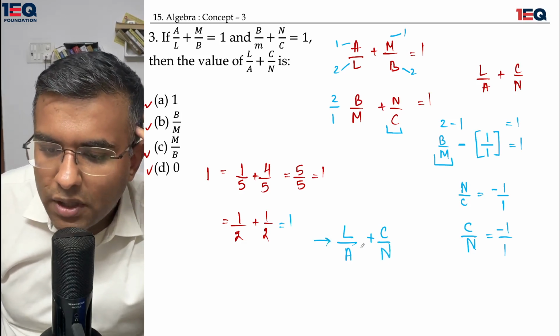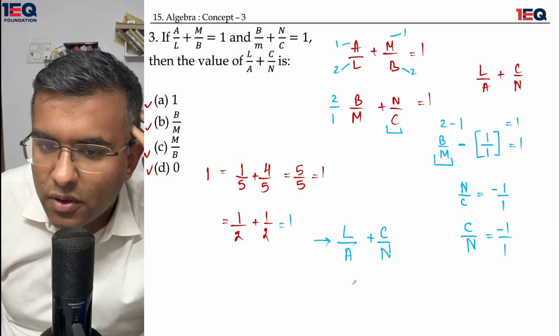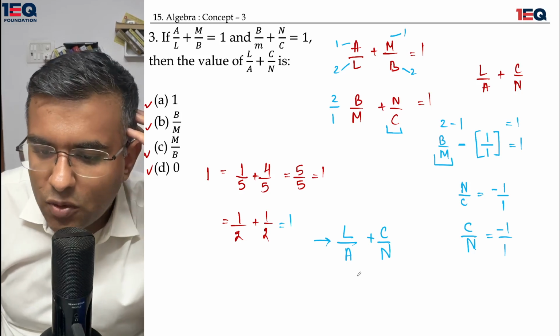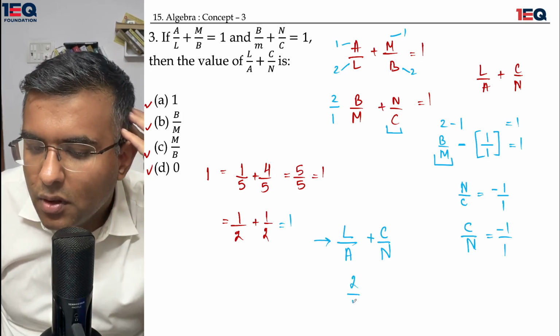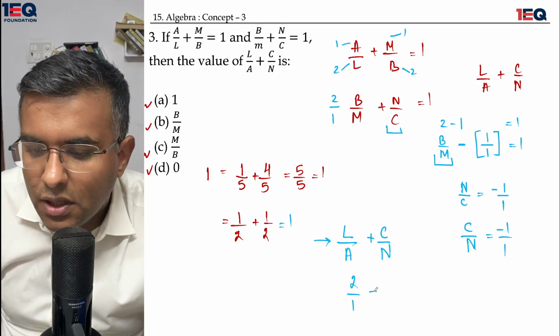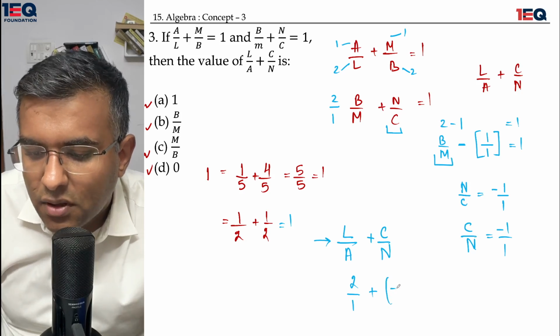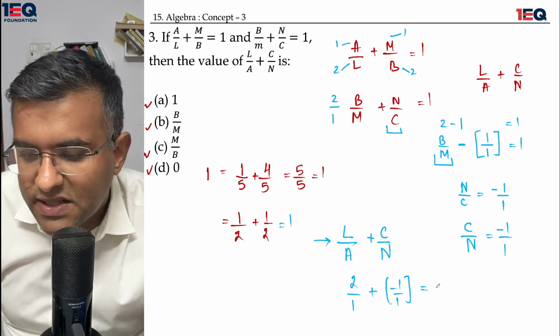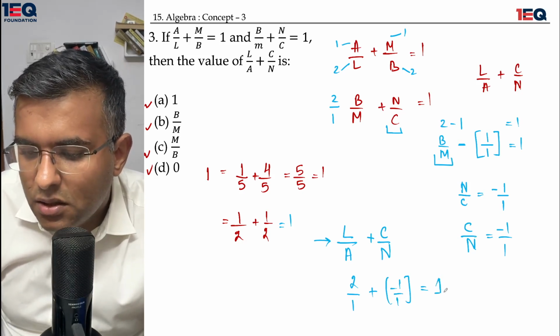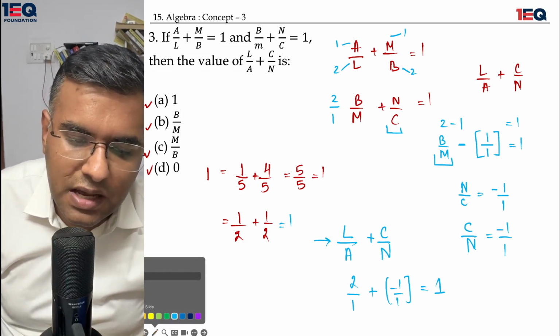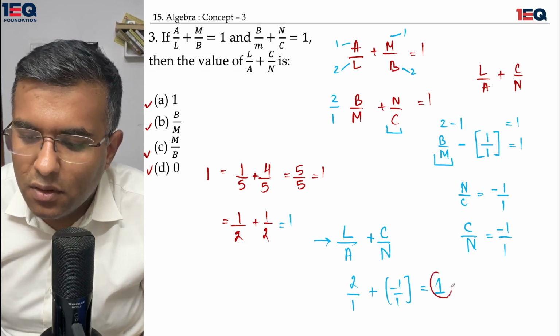L upon A plus C upon A is what I'm looking for. So L, what does L upon A stand for? L upon A stands for 2 upon 1, plus, what does C by N stand for? C by N stands for a negative 1 upon 1. So this gives me my answer as a positive 1.